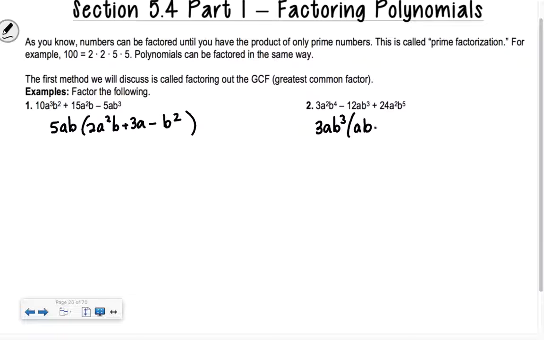On the next one, I need a negative 4. I don't need any more a's. I don't need any more b's. On the last one, I need an 8. I would need another a, and I need 2 more b's. Okay, so that is pulling out a GCF. So I will often say, pull the GCF to the front.